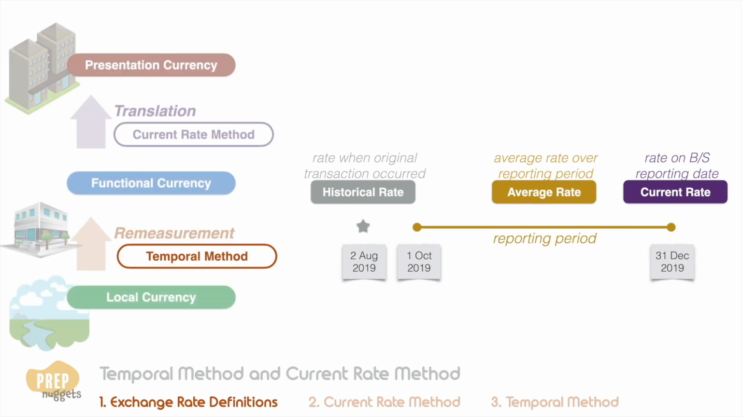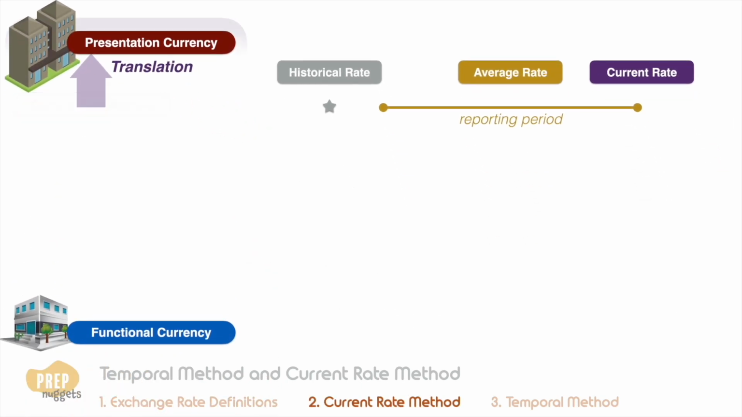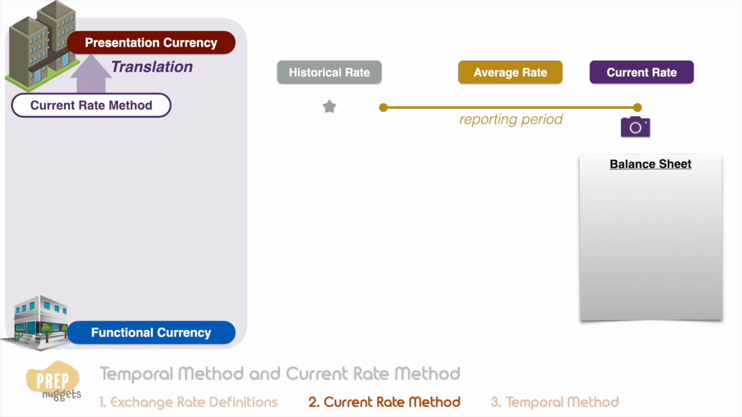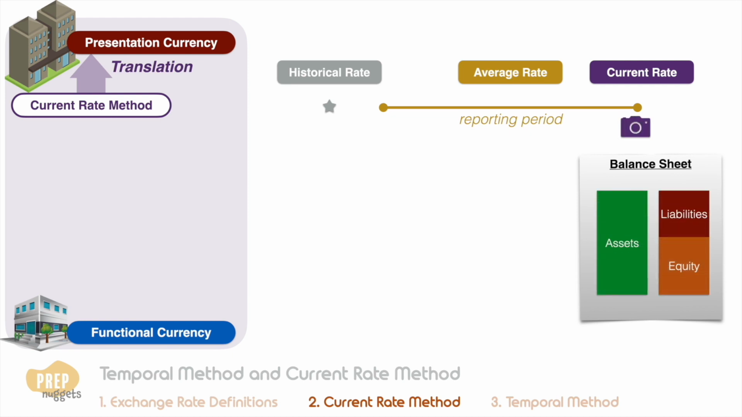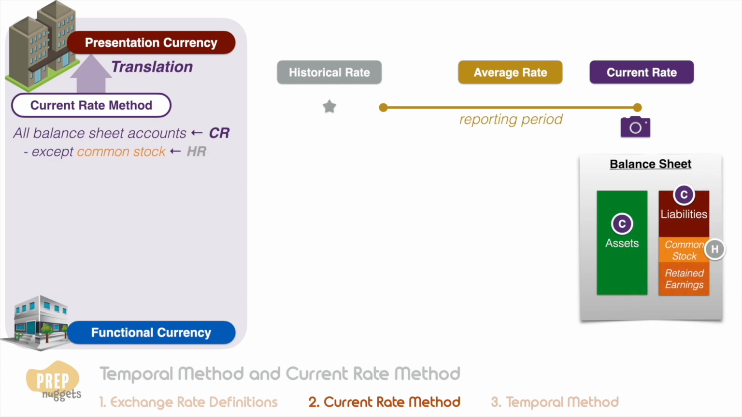Now that we're clear on the definitions of the various exchange rates, we'll start explaining the current rate method as it is the simpler and more intuitive method. The balance sheet is a snapshot of all the assets, liabilities, and equity of the firm on the reporting date. As such, the most appropriate rate to use is the current rate. Under the current rate method, all balance sheet accounts are translated at the current rate, except for common stock, which is translated at the historical rate that applied when the stock was issued. We'll explain more on retained earnings later.